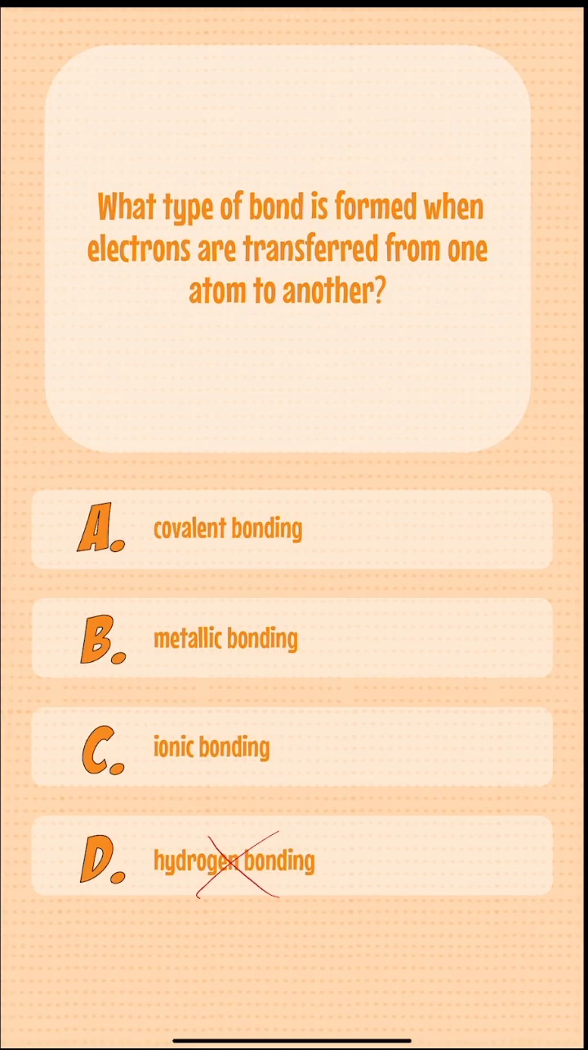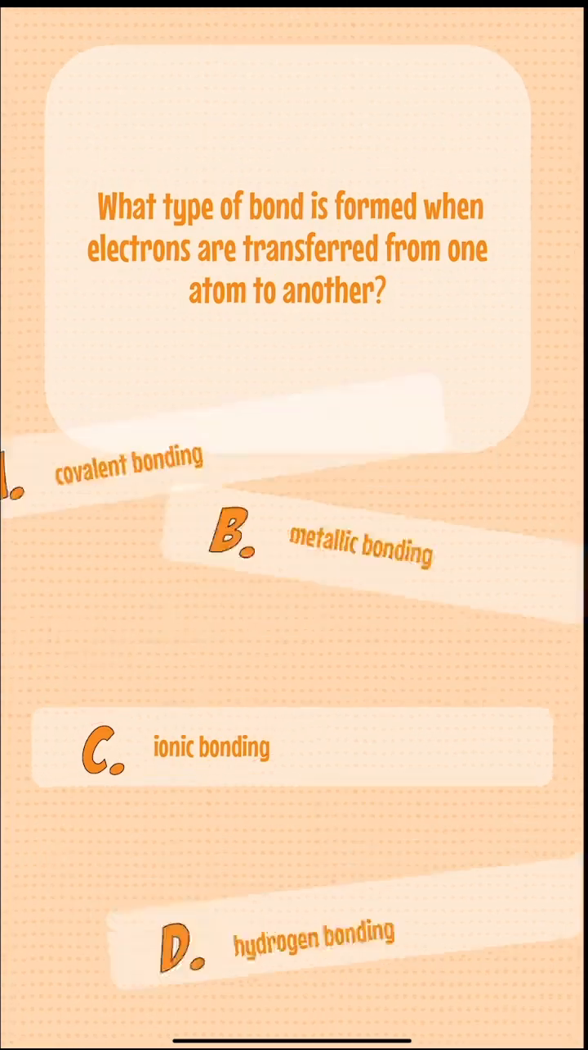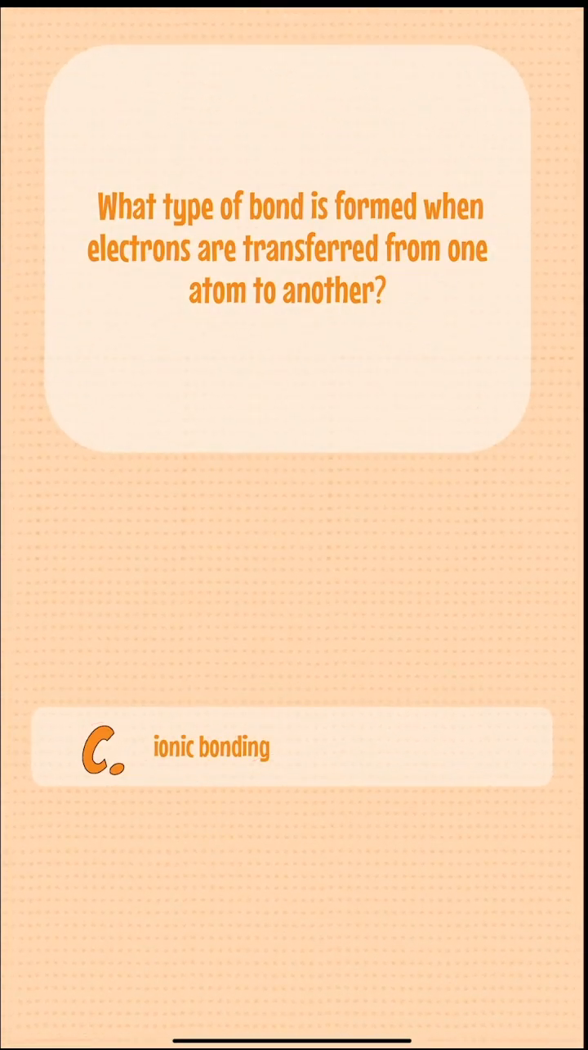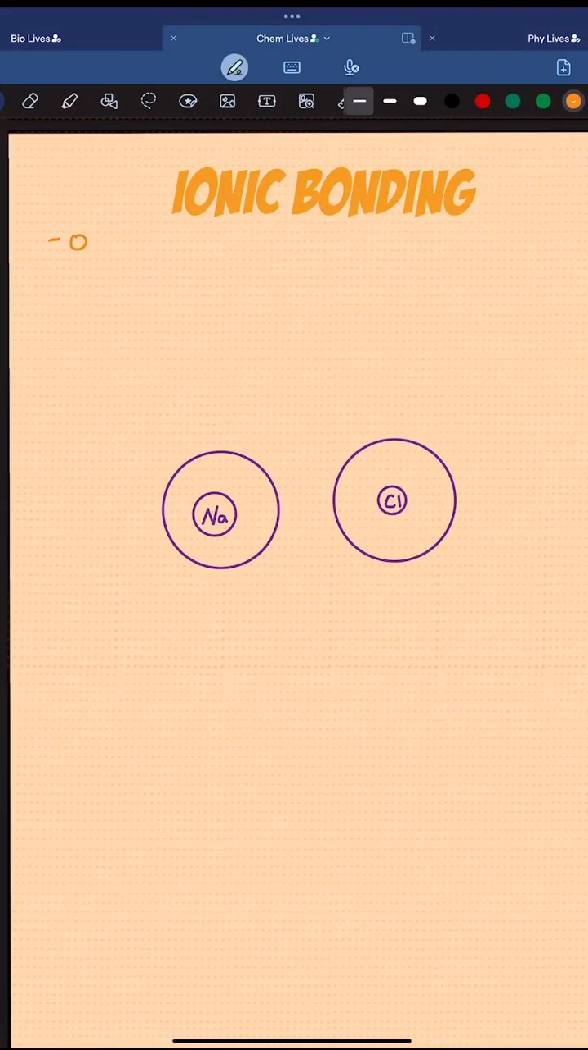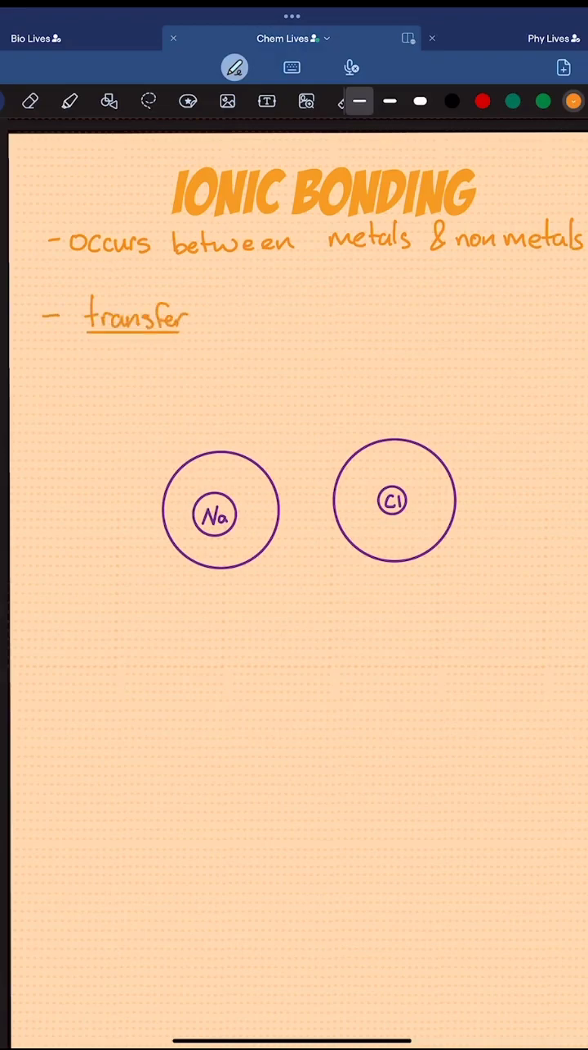So most of you have put C, ionic bonding. Yes, it is ionic bonding. It's when electrons are transferred to one another. What type of substances does ionic bonding happen between? Do you guys know? There's two different types of elements that ionic bonding happens between. Does anyone know? Let me know. We can add it to our notes. So it occurs between, yeah, well done guys, metals and non-metals. And we said from that question that it involves the transfer of electrons.